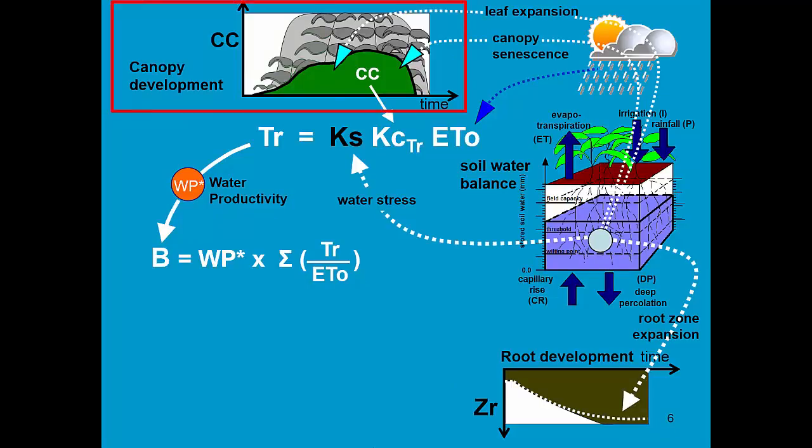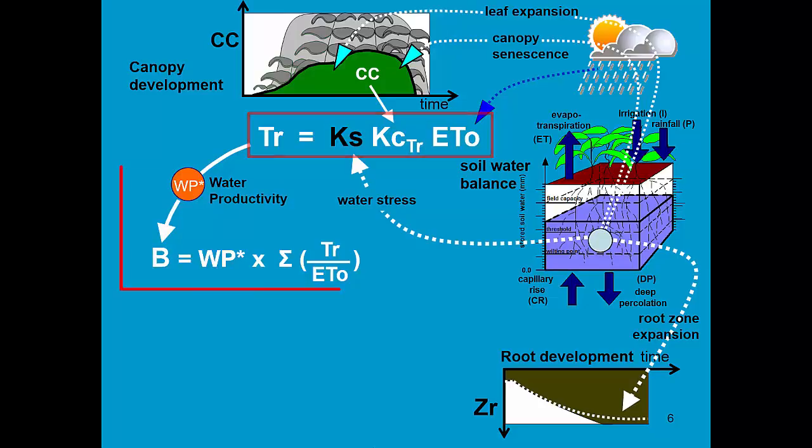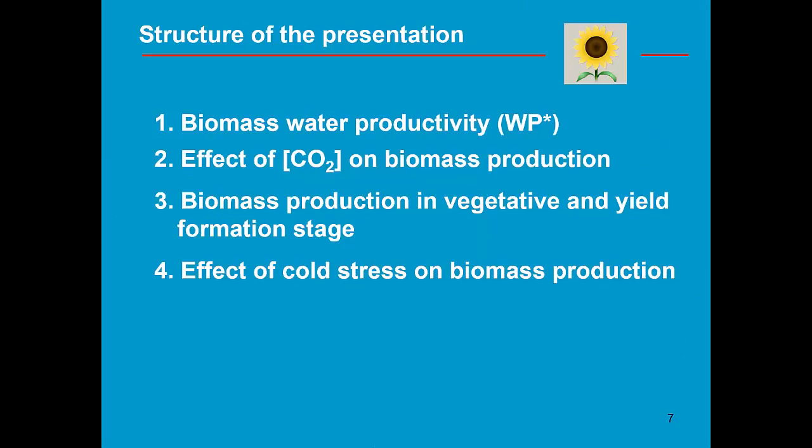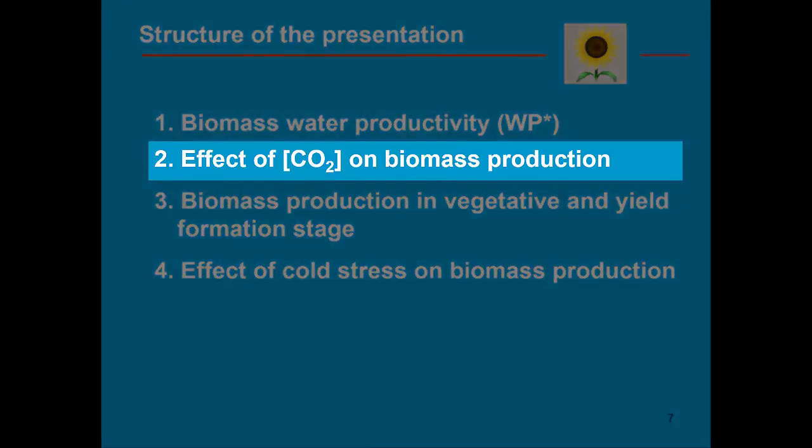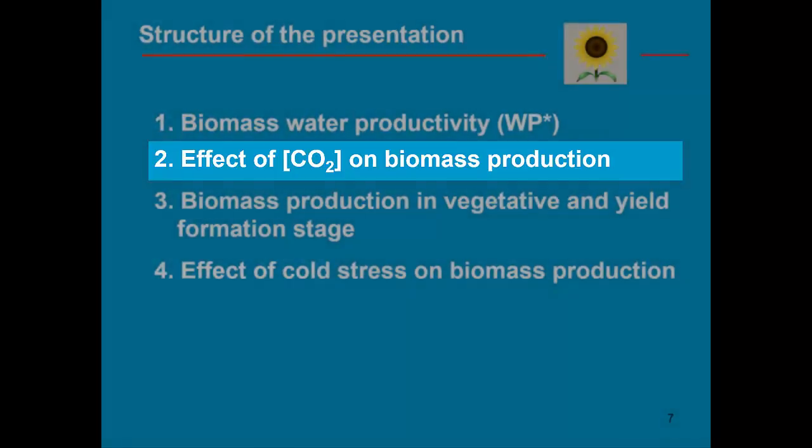In step 1 of the simulation, we simulate canopy cover. This determines the crop coefficient, and as such we can simulate transpiration. If we now know the value of transpiration in step 2, then we can calculate in step 3 the biomass production by considering the normalized water productivity. Let's now look at adjustments. The first one is the effect of CO2 concentration on biomass production.